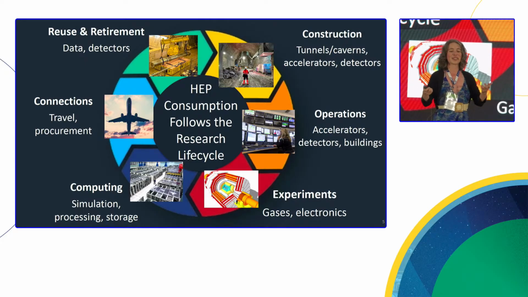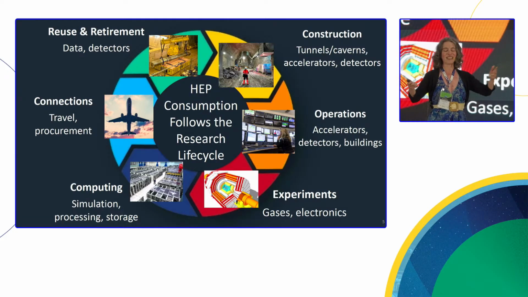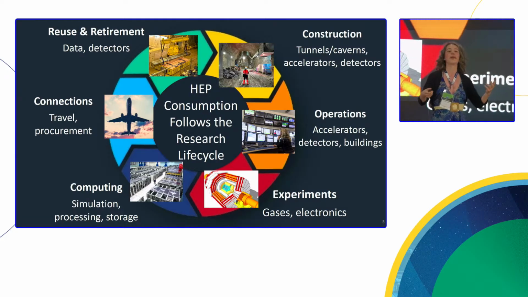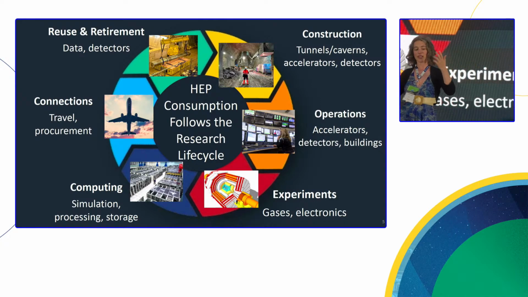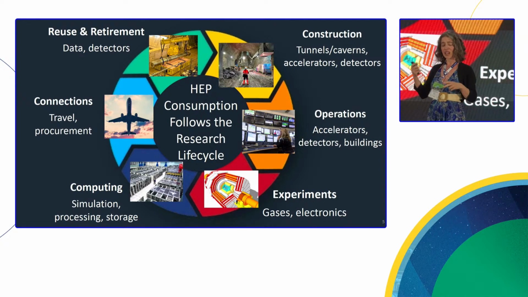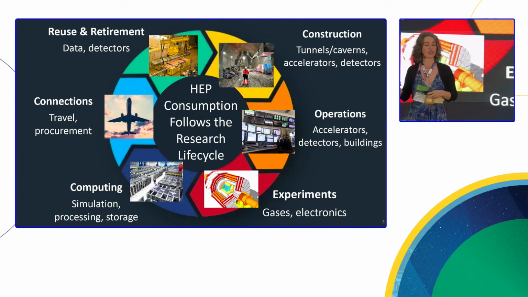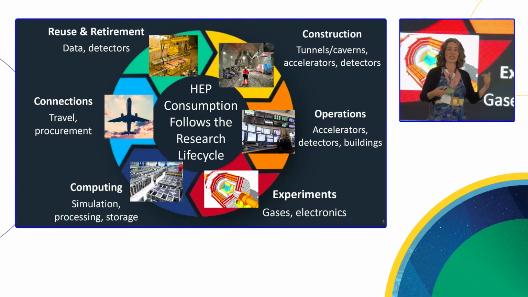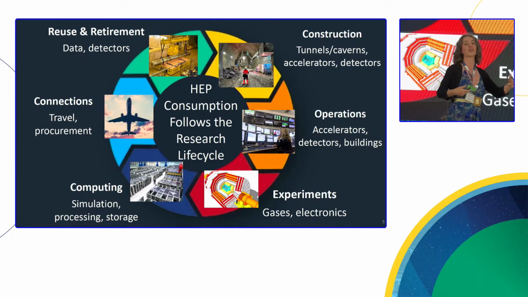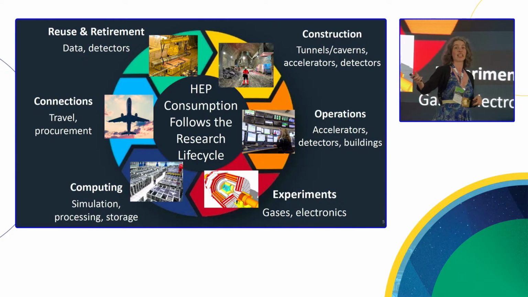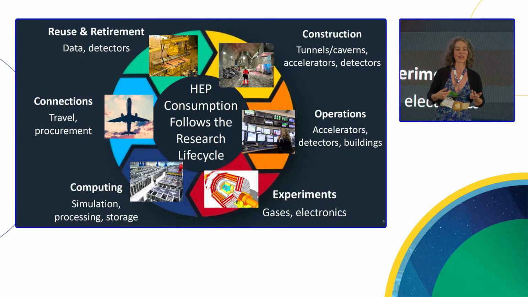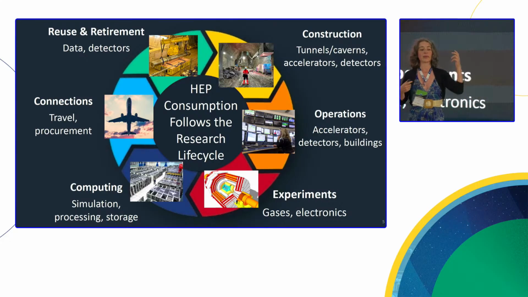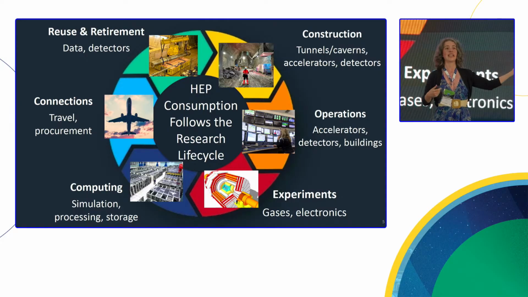and then we consume when we operate those accelerators, detectors, and the buildings that house them and us. Then we consume when we operate our experiments, so mostly on the level of gases, but maybe also electronics. And then at the level of computing, so the simulation, the resources that we use to process and store our events, and then the connections we make, so travel and procurement of goods. And then we also consume maybe when we reuse and retire both our data and our detectors.